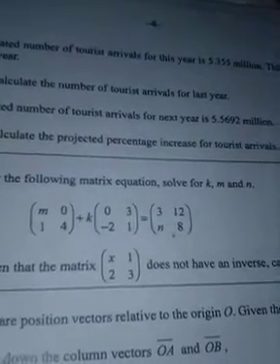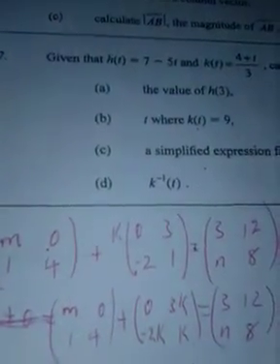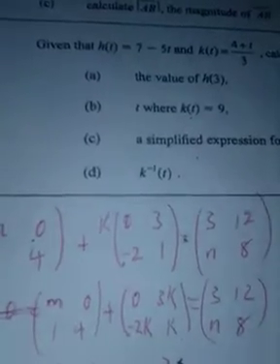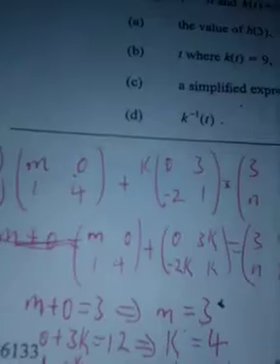Gentlemen, for the following matrix equation, solve for k, m, and n. We have this, right? So what we're going to do down here is multiply the matrix by a scalar. So we get k times 0. We end up with this. We'll only multiply it, right?